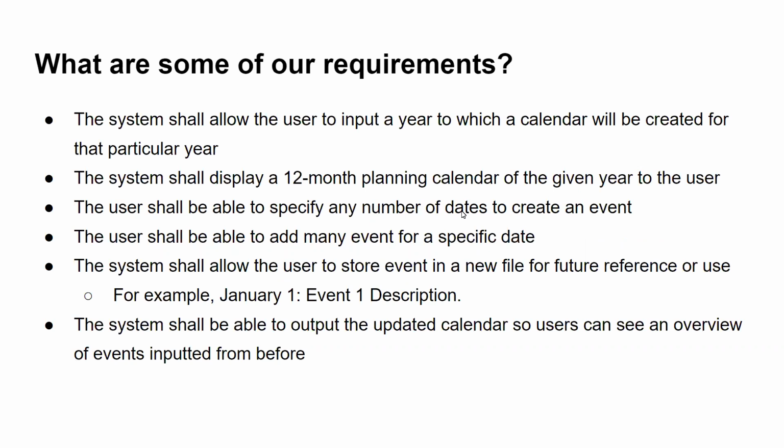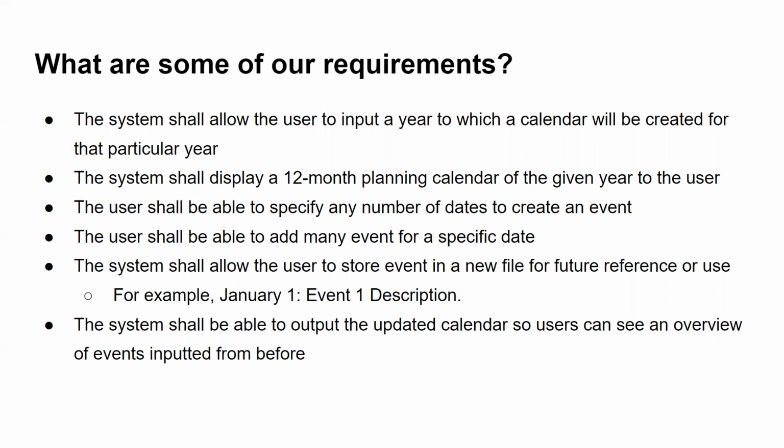What are some of our requirements? The system will allow the user to input a year, and in return, the system will print out a calendar that matches the year. The system shall display all 12 months, and the system will be prompted for any events that will be added in.